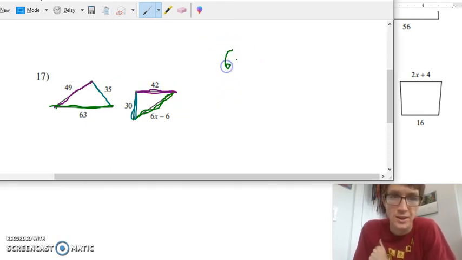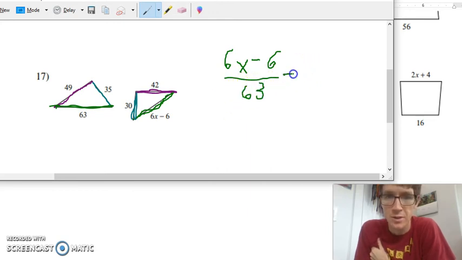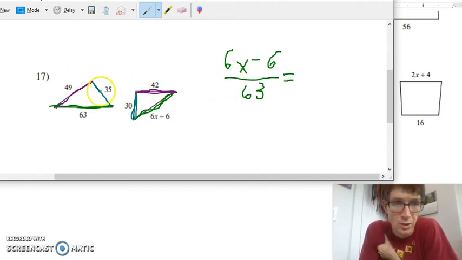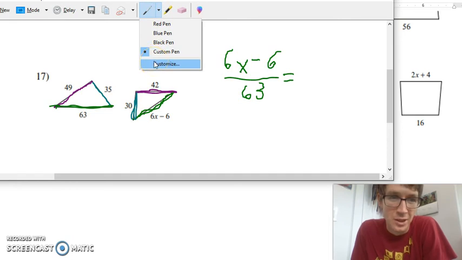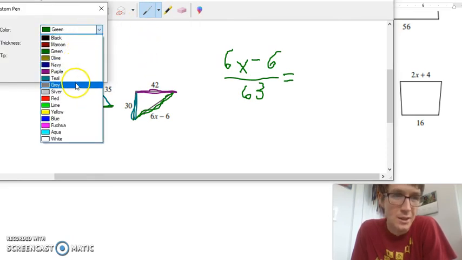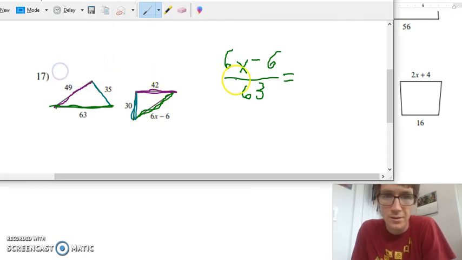Okay, so I'm going to set up a proportion first. We're just going to say that's 6x minus 6 over 63. It's got to be equal to something. So we could actually use blue or purple. We started with 6x minus 6, so we could say it's equal to 30 over 35, or we could say it's equal to 42 over 49. Doesn't really matter. I'm going to use 30 over 35, because I think those numbers just look a little bit easier. But it doesn't matter. You could use the purple ones instead. So 30 over 35.